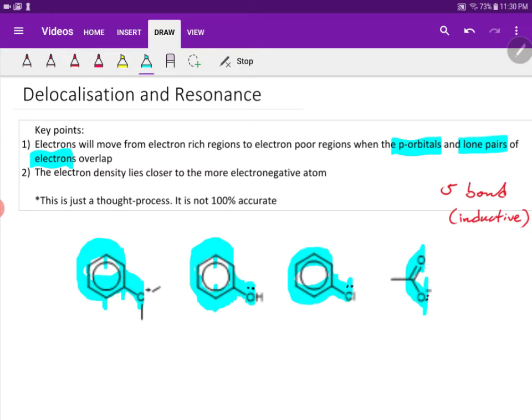Sometimes electrons seem to flow into the ring, delocalizing in the ring, and sometimes it seems like electrons delocalize out of the ring. Let's try to understand this phenomenon. But just a word of caution: whatever I'm going to explain now is just the thought process. It's just for illustrative purposes. It is not exactly accurate, but I still see value in showing you that.